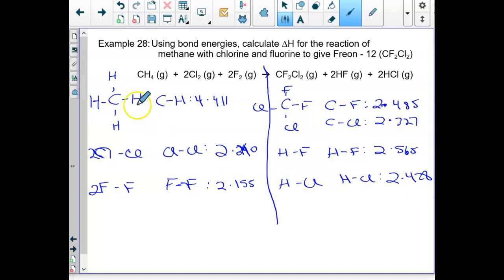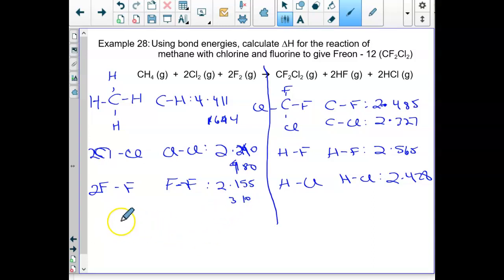Okay, so now we're going to do the math. We're going to multiply all these up and get the new numbers. So we're going to take 4 times 411, that's 1644. And then 240 times 2, which is 480. And 155 times 2, which is 310.